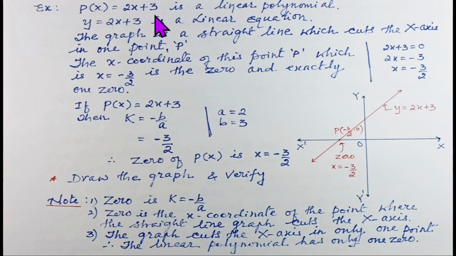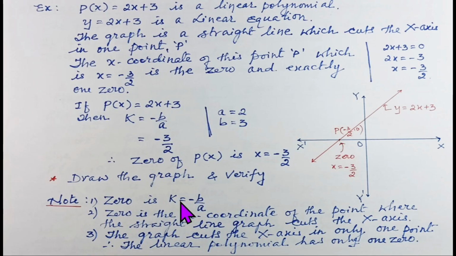Now let us take an example to understand the geometrical meaning and the geometrical representation of a linear polynomial. If p of x is equal to 2x plus 3 is a linear polynomial, then y is equal to 2x plus 3 is a linear equation. Now when we draw the graph, it is a straight line which cuts the x-axis in one point P. And if we find the zero of 2x plus 3, then the zero of 2x plus 3 will be k is equal to minus b by a, that is minus 3 by 2. That means here we have the zero of p of x is x is equal to minus 3 by 2, but minus 3 by 2 is the x coordinate of the point P where the graph of the polynomial p of x is equal to 2x plus 3 cuts the x-axis in point P.